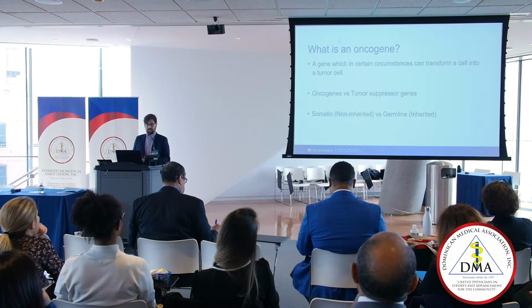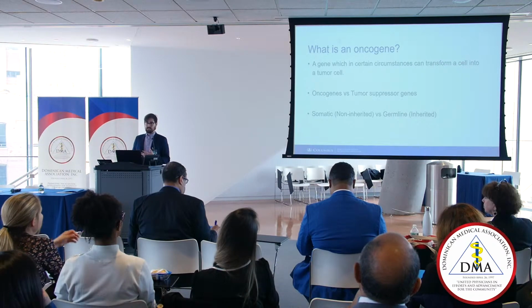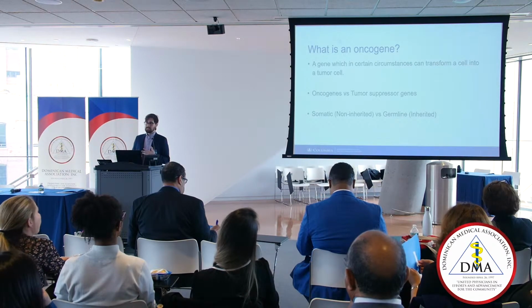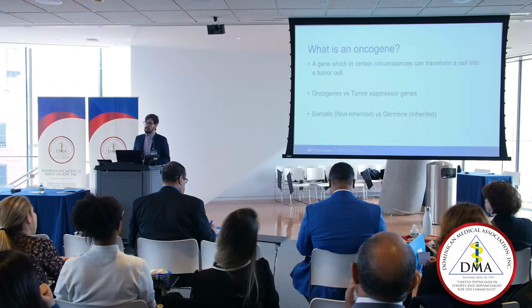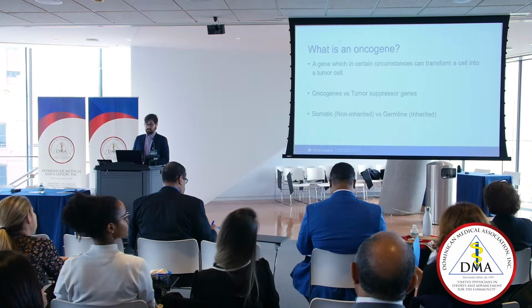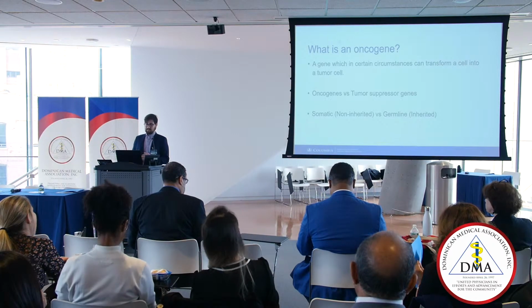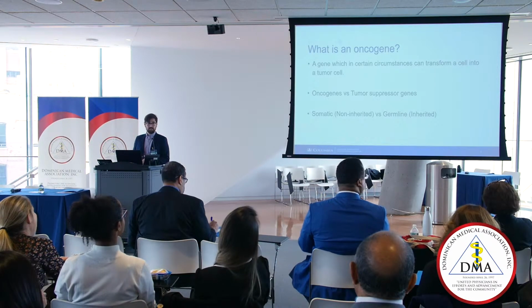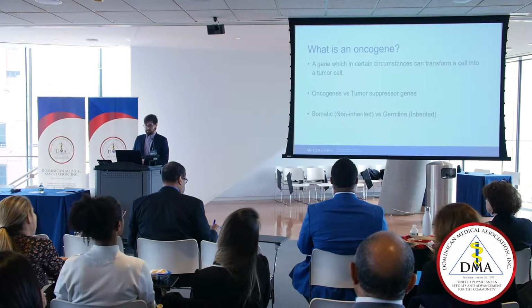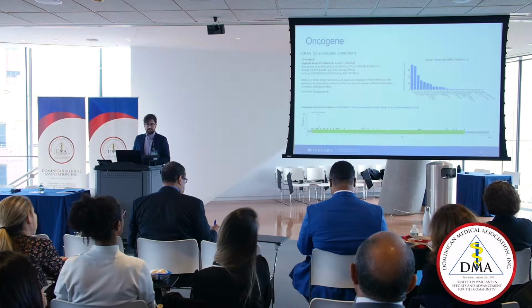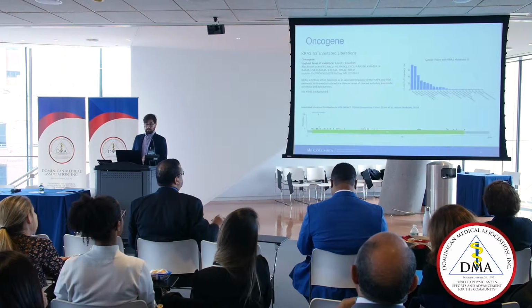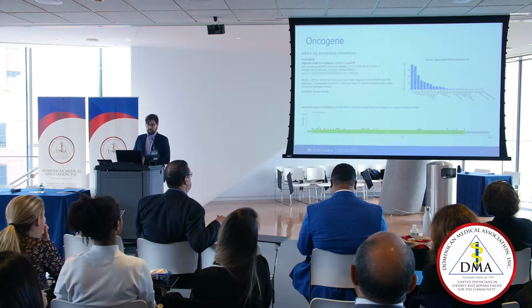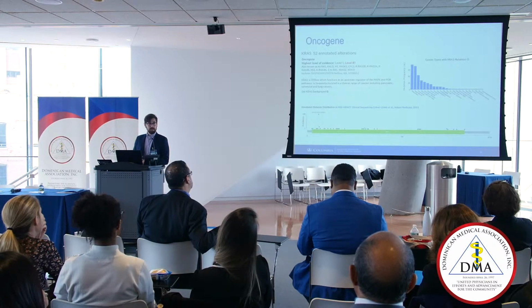And then we test, as I mentioned earlier, mutations in somatic cells, and somatic cells just means cells that are all over your body but are not inherited by children. That's in contrast to germline mutations, which are mutations that are inherited. An example of an oncogene is, for example, KRAS that I'm mentioning here. So KRAS is a very frequently mutated oncogene.